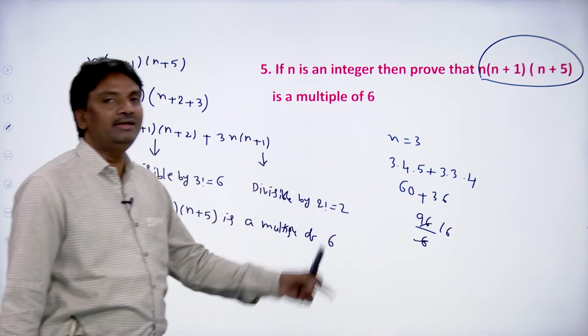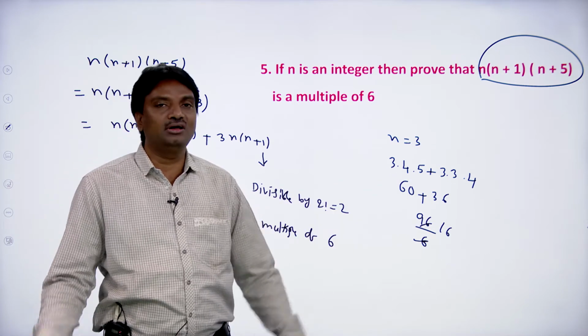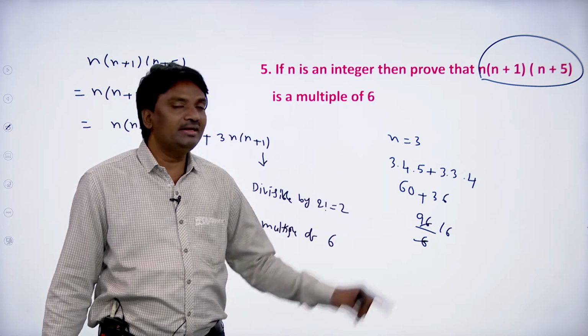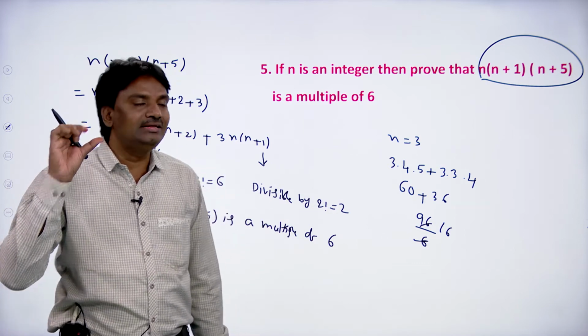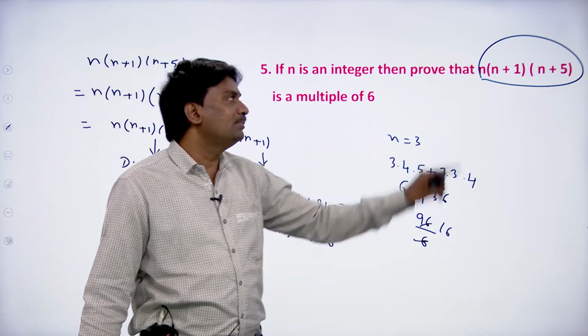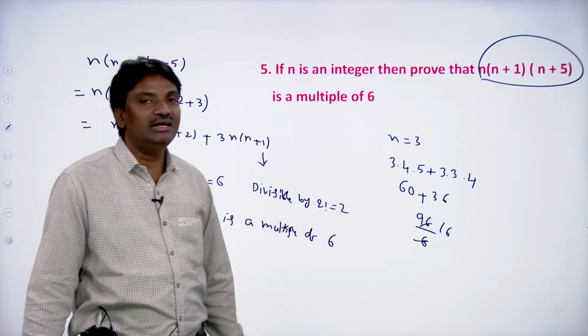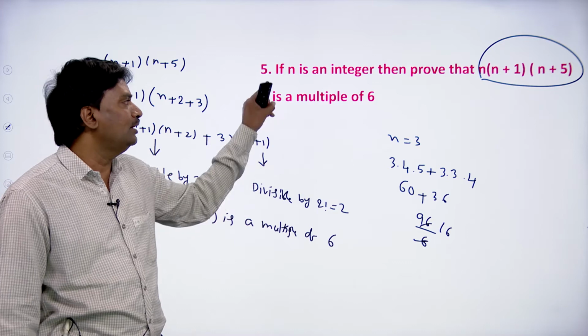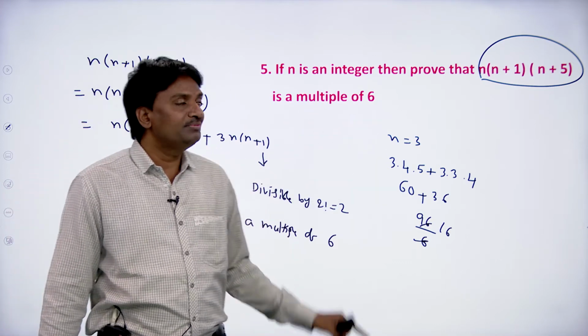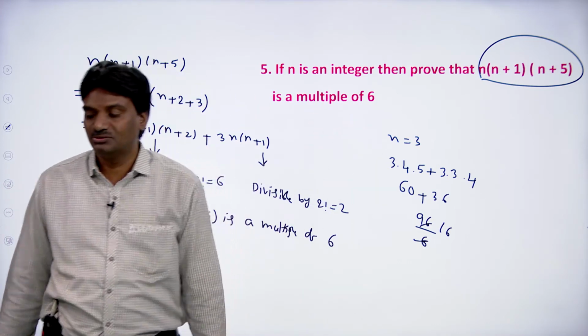Similarly, if you take n equal to 4, you will get a value that is also divisible by 6. If you take n equal to 10, that is also divisible by 6. Whatever the integer n may be, n into n plus 1 into n plus 5 is always divisible by 6, that is, a multiple of 6. So we have to prove that only. So, take the screenshot.